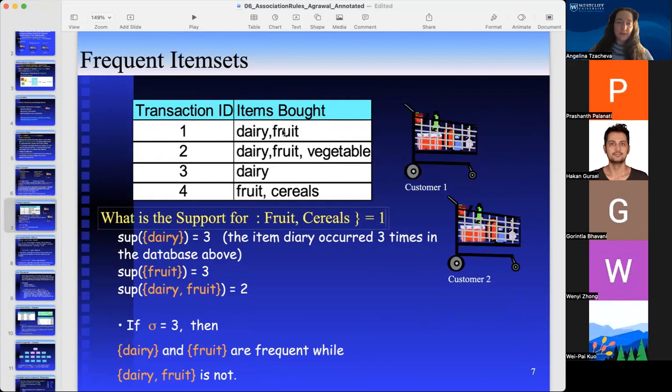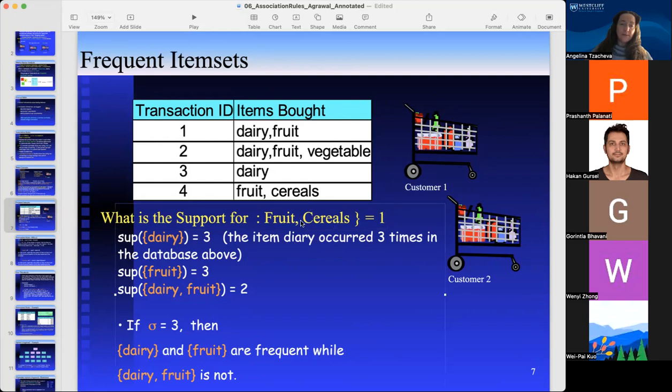Now we have fruits in transaction 1, but no cereals. The same in transaction 2, we have fruits. They purchased vegetables with the fruits and dairy, but not cereals. So really, the fruits and the cereals only occurred one time.